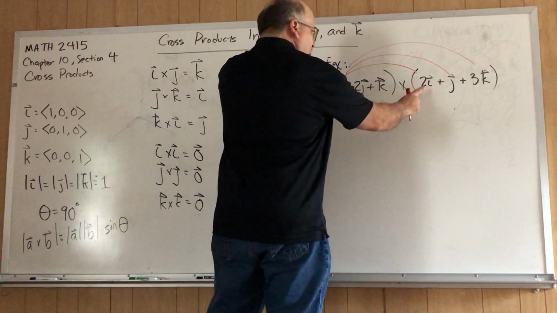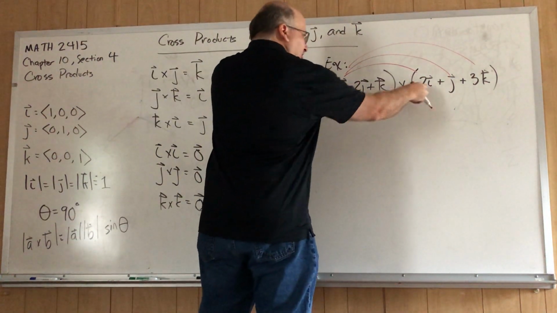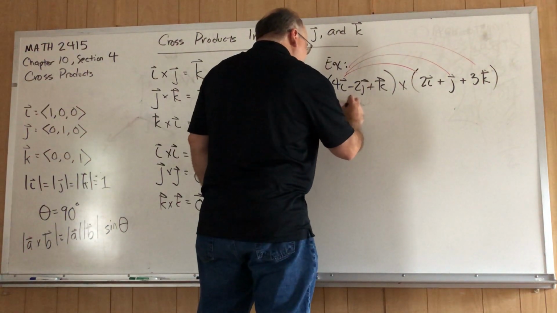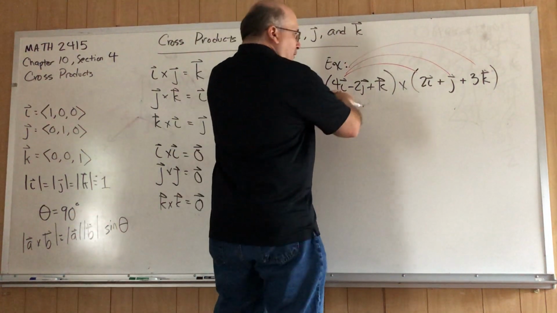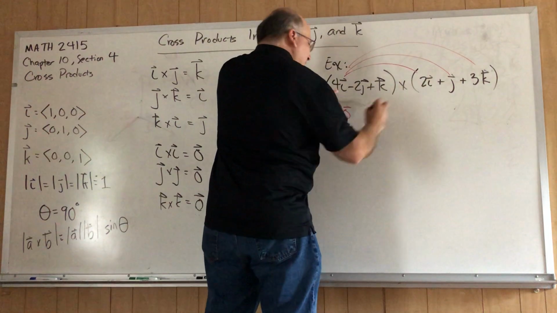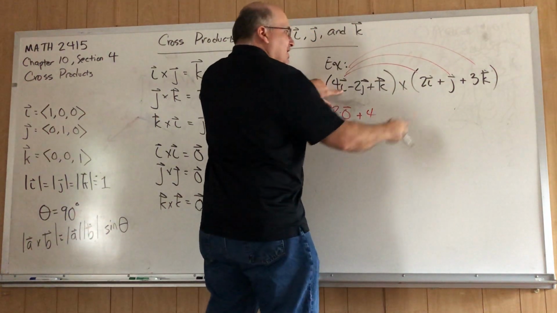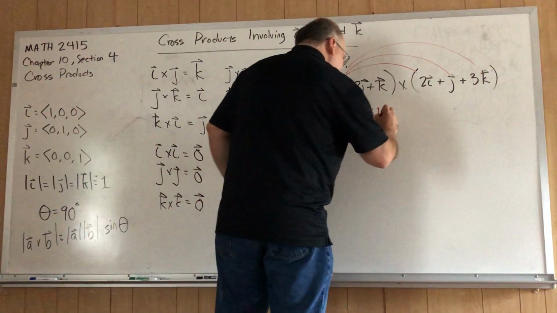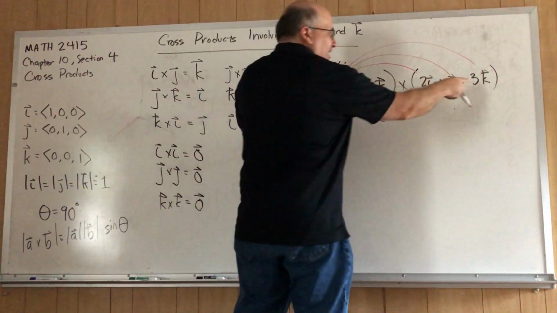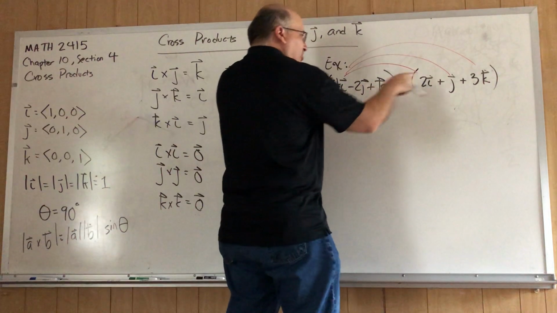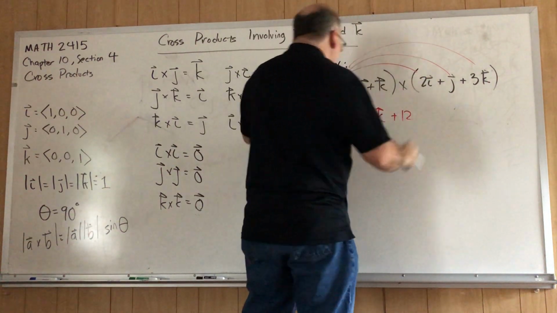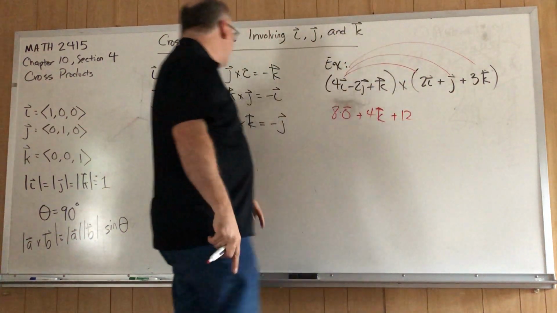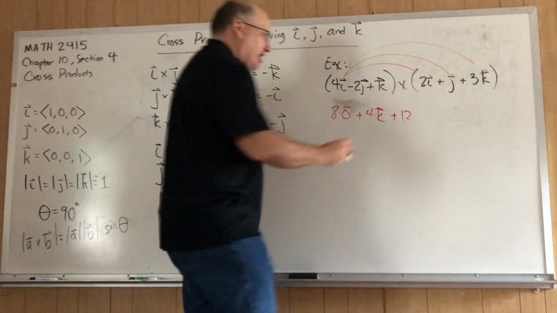4 times 2 is 8. I cross I is the zero vector, so we get 8 of the zero vector. 4i times j: 4 times 1 is 4, positive 4. I cross j is k. And then 4i cross 3k: 4 times 3 is 12, positive 12. I cross k is negative j.